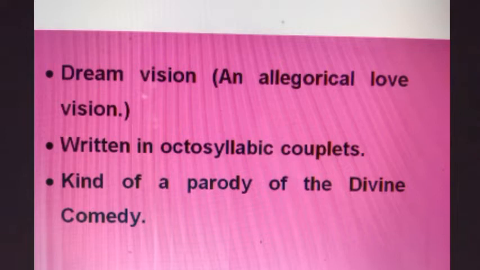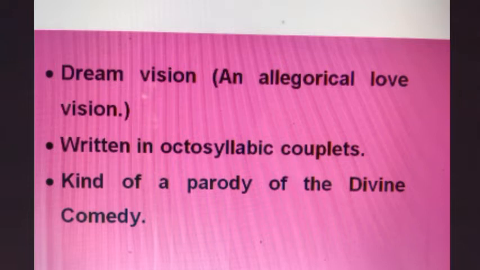And he uses dream vision. So we can say it is an allegorical love vision. As we see in his The Book of the Duchess, this poem, The House of Fame, also is written in dream vision form. In a dream vision, the poet will be troubled and he will go to sleep, and in his sleep he will see a dream, and the dream will give him relief. That is the usual thing that we see in a dream vision poem. So The House of Fame is also written in dream vision format.